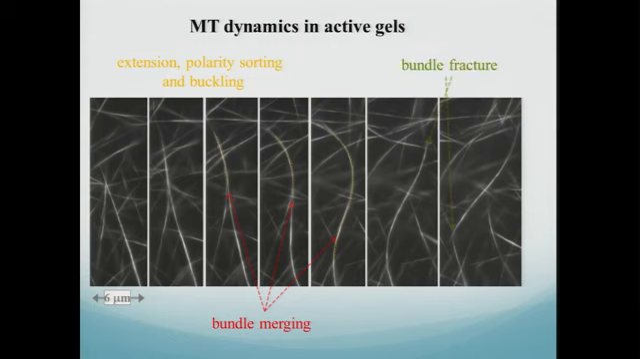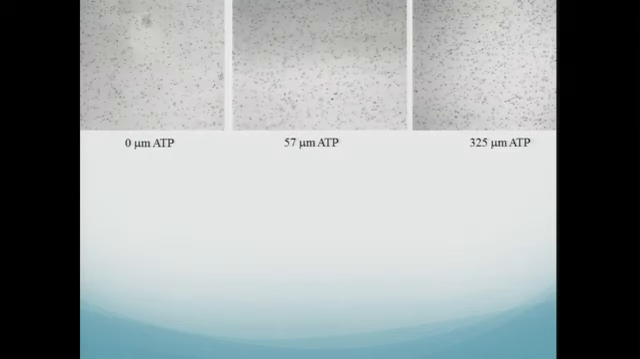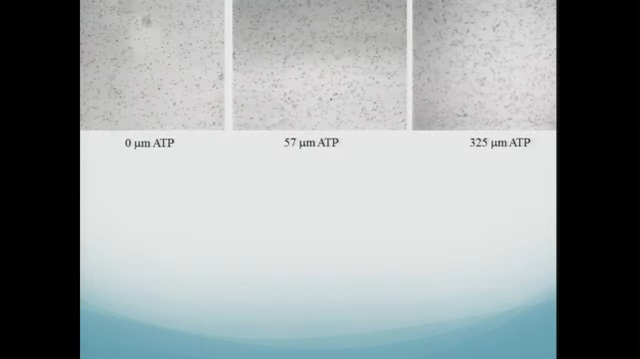So the system wants to macroscopically polarity sort. If it ever would manage to polarity sort, it would just die, right? Because there would be no interfilament sliding. But it never gets there because there's this instability to where it buckles and breaks, okay? And so it's a very well-controlled system.